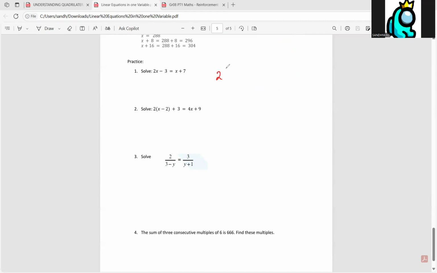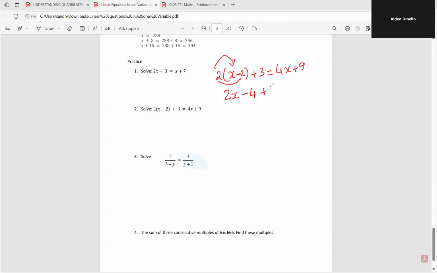Next question is 2 bracket x minus 2 plus 3 equal to 4x plus 9. Here, since I have a bracket, first open the bracket. 2 bracket x will become 2x. Then I have a subtraction sign, put the subtraction sign. Then 2 into 2 will become 4, plus 3 equal to 4x plus 9. After opening the bracket, take all the x to LHS and all the constants to RHS.